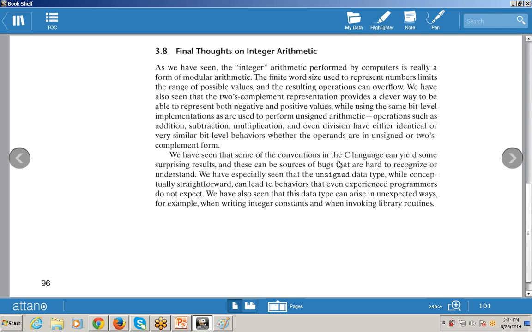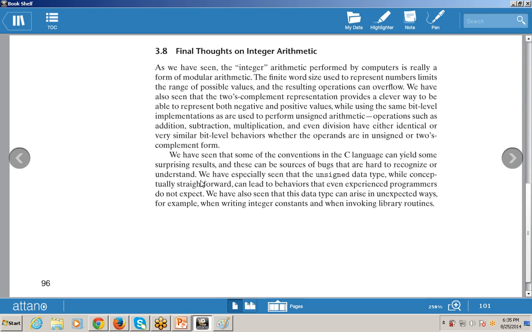We have seen that some conventions in the C language can yield some surprising results, and these can be sources of bugs. These are errors that are hard to recognize and understand. Whenever we use these comparisons, 2's complement, addition of 2's complement numbers, unsigned integers, unsigned multiplication, this gives us lots of bugs in the C language that are very difficult to understand and recognize.